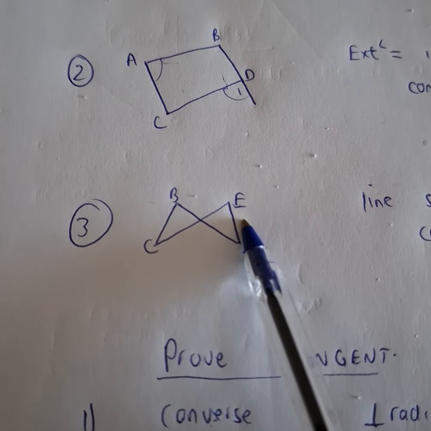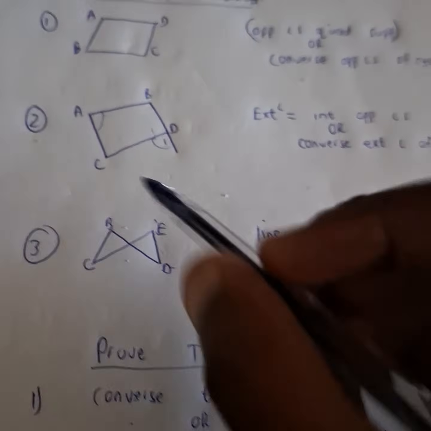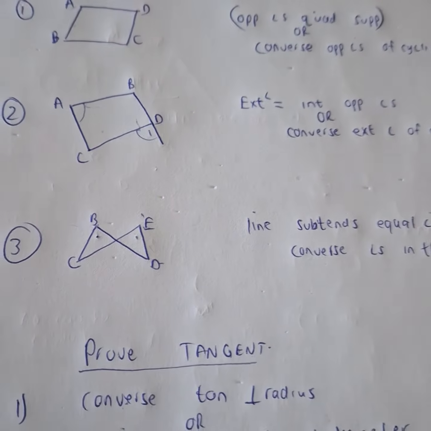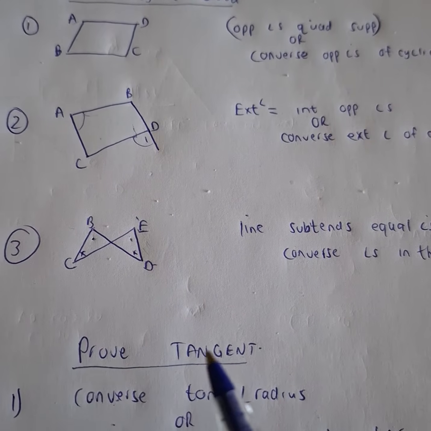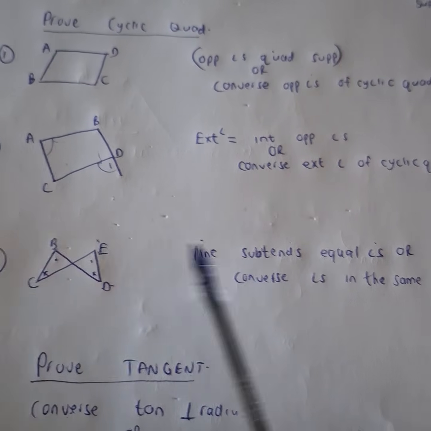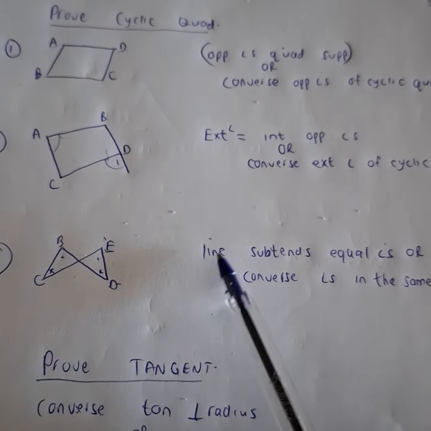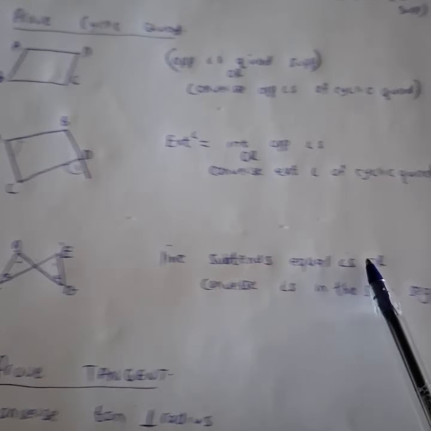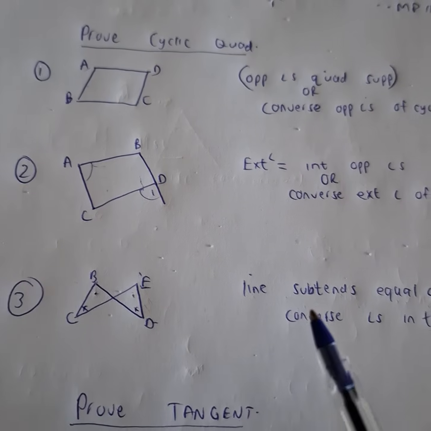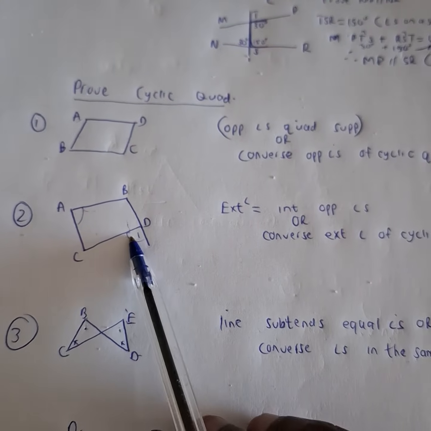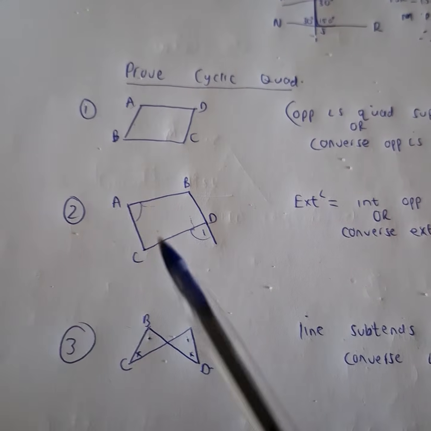Last but not least, you can also prove that BCDE is a cyclic quad if you can prove that this angle and this angle are equal, or if you can prove that that angle and that angle are equal. You would then conclude and say BCDE is a cyclic quad. Reason: line subtends equal angles, or you could say converse of angles in the same segment. So hopefully you know these three conditions well, because whenever you're asked to prove a cyclic quad, you should check: can I prove this one? Can I prove this one? Can I prove that one?